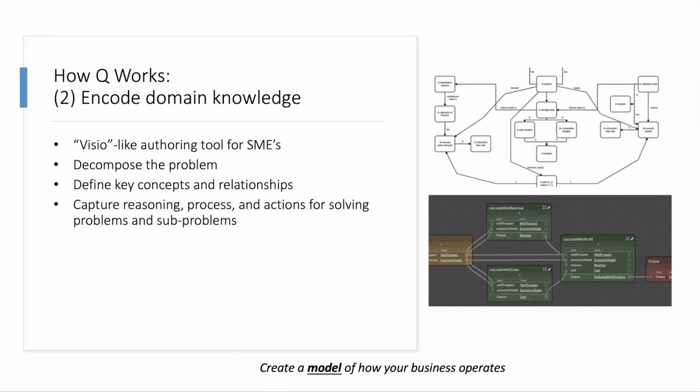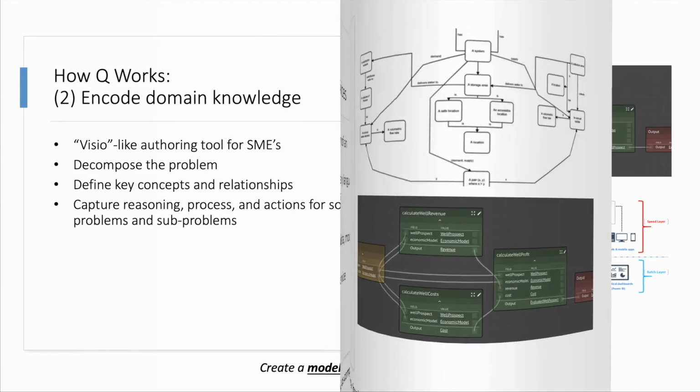Next, you decompose the problem question into sub-questions. This is called functional decomposition. At the same time, you capture the key business concepts and their relationships, as well as how to answer the sub-questions, and therefore in the end how to solve the business problem. That is, this is where you capture the domain knowledge from the subject matter experts, and you create a model of how your business operates.